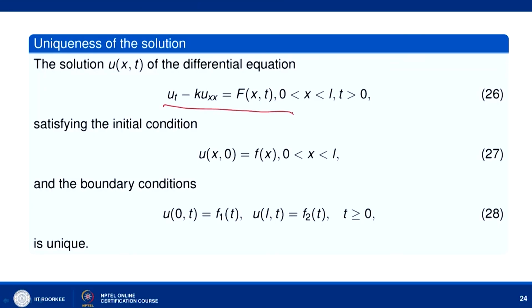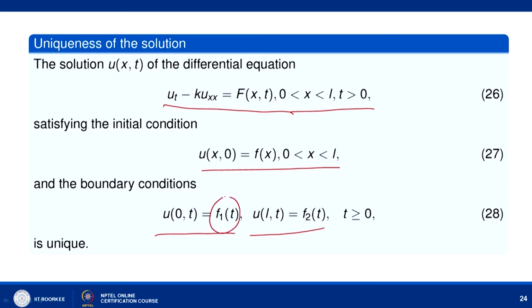Now, we found the solution in the finite rod case using separation of variables, but as I pointed out, you can find the same by applying the finite Fourier transform also. To make sure that whatever method you apply you have a unique solution, we will consider the following result, which says that the solution u(x,t) of the differential equation u_t minus k u_xx equal to f(x,t), x lying between 0 and l, t greater than 0, satisfying the initial condition u(x,0) equal to f(x) and the boundary conditions u(0,t) equal to f1(t) and u(l,t) equal to f2(t) for t greater than 0.